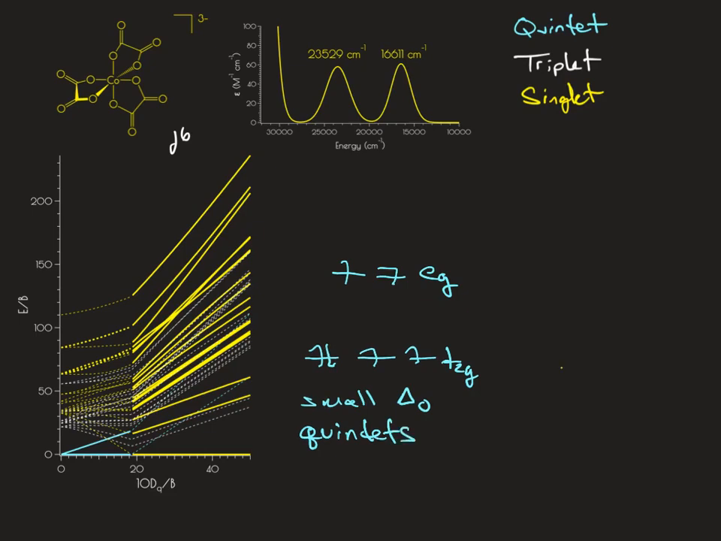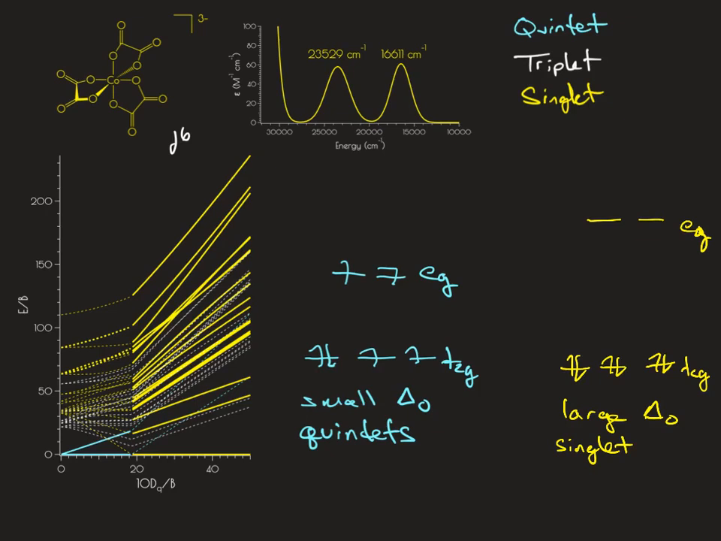Increasing delta O will change the spin state. So, when delta O becomes large relative to the pairing energy, all of the electrons will occupy t2g orbitals, leaving an empty eg set. So all 6 electrons will be in those t2g orbitals, and this will result in a singlet ground state. This is reflected in the Tanabe-Sugano diagram.